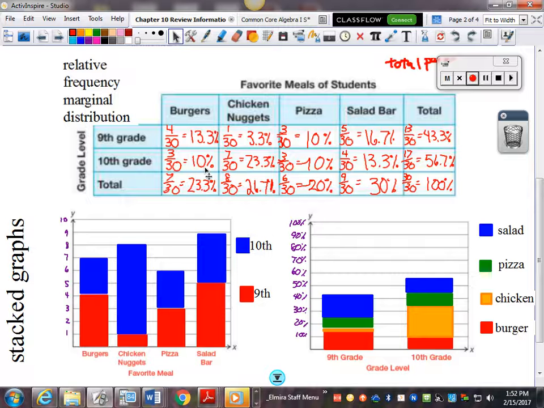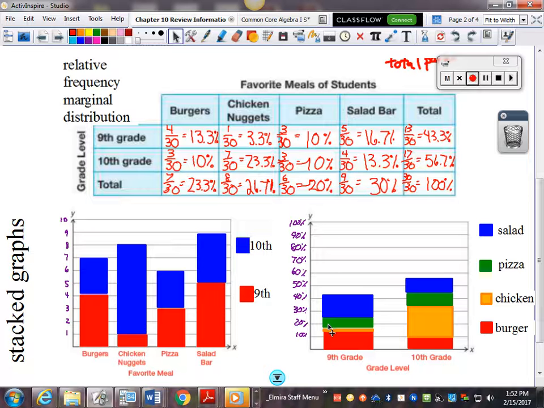So the red bar represents burgers for 9th grade, so that's 13.3%. You can see here's 10%, so I approximated this up to about 13.3%. And then I'm adding on 3% more. If I add on 13.3 plus 3.3, that's about 16.6%. So that's how I know how high to draw up my next level of bar.